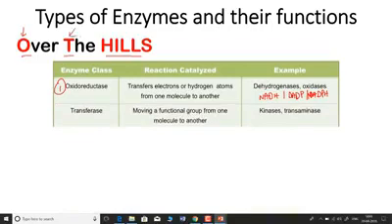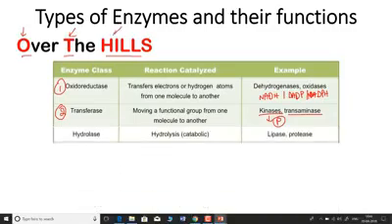Second, T stands for transferase. As the name suggests, it moves a functional group from one molecule to the other. Examples are kinases and transaminases. Kinases transfer a phosphate group from one molecule to the other.